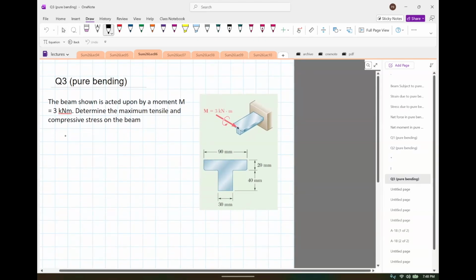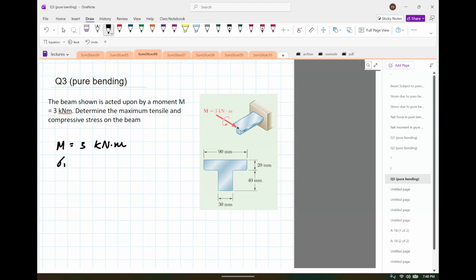So a beam is acted upon by moment M. This is 3 kilonewton meter. Determine the maximum tensile and compressive stress. So sigma max and sigma min. Okay, those are the unknowns. Now the thing which makes this problem slightly interesting, but harder than the previous problem, is that the section is not uniform. There's no symmetry. Because it's not symmetric, you don't know where the neutral axis is. It could be here, here. So we need to first find the neutral axis, and then our calculations will go from there.